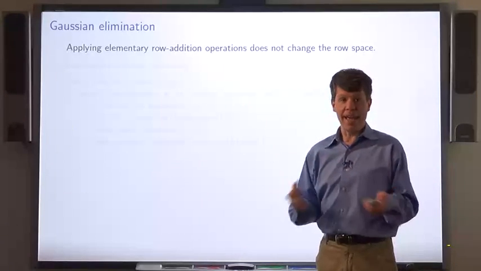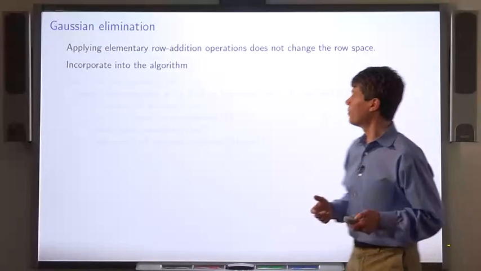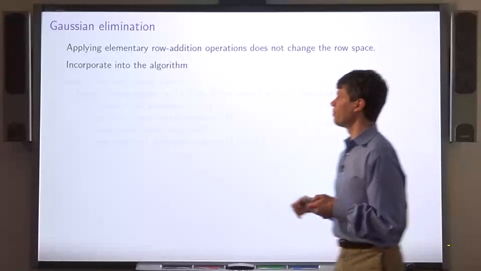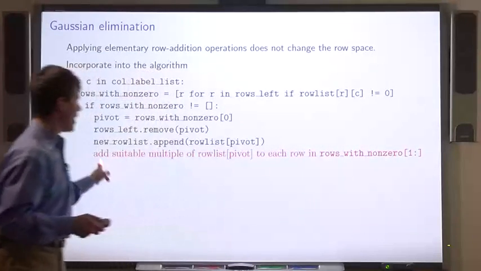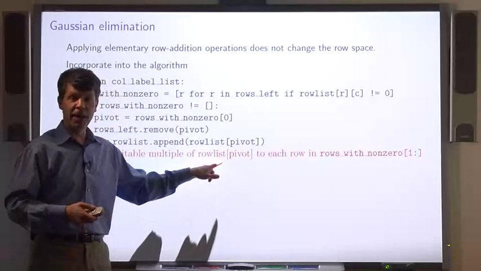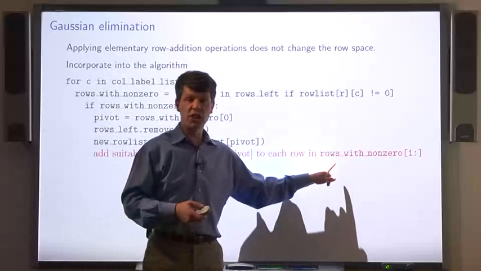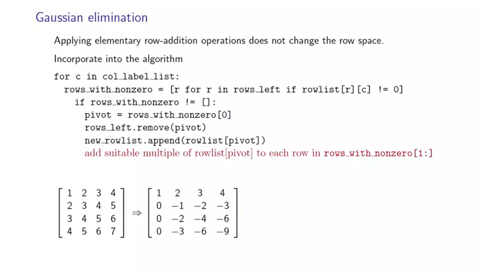So applying elementary row addition operations doesn't change the row space. Let's incorporate this new feature into our algorithm. You notice I've added this line in which we add suitable multiples of the row indicated by the pivot index to each of the rows that has a non-zero in the current column. So applied to this matrix, for example, after some iterations of the algorithm, this matrix turns into this matrix.